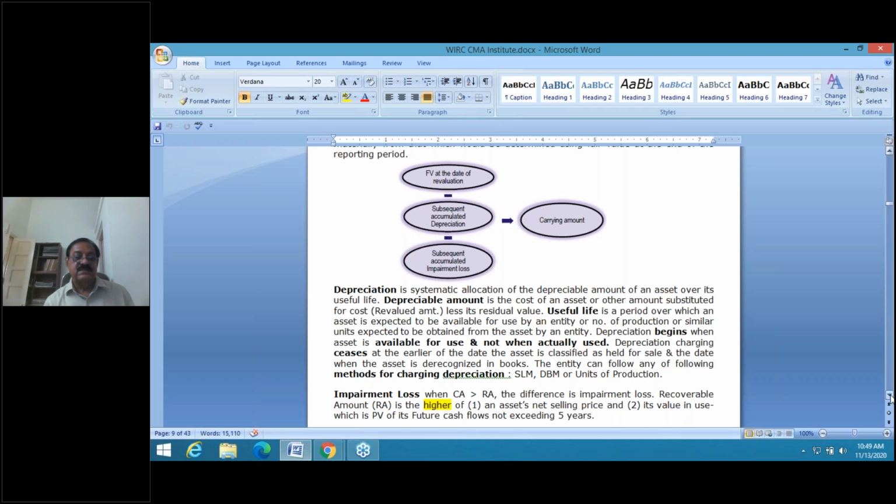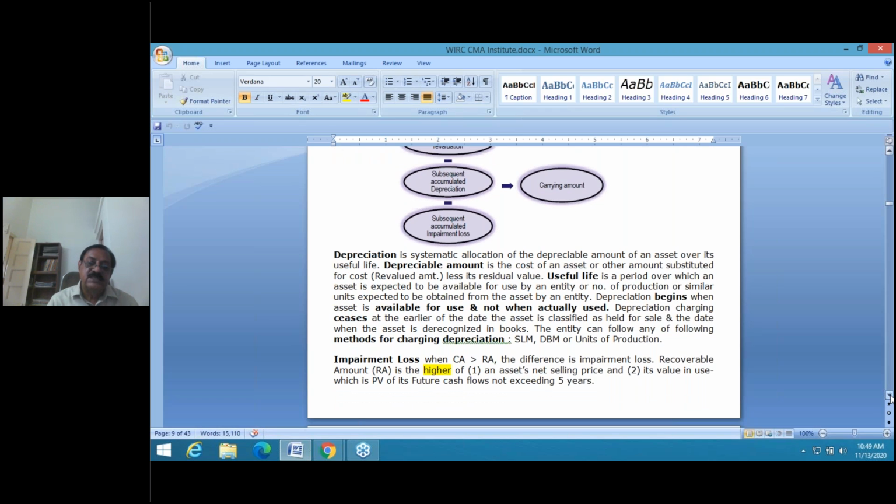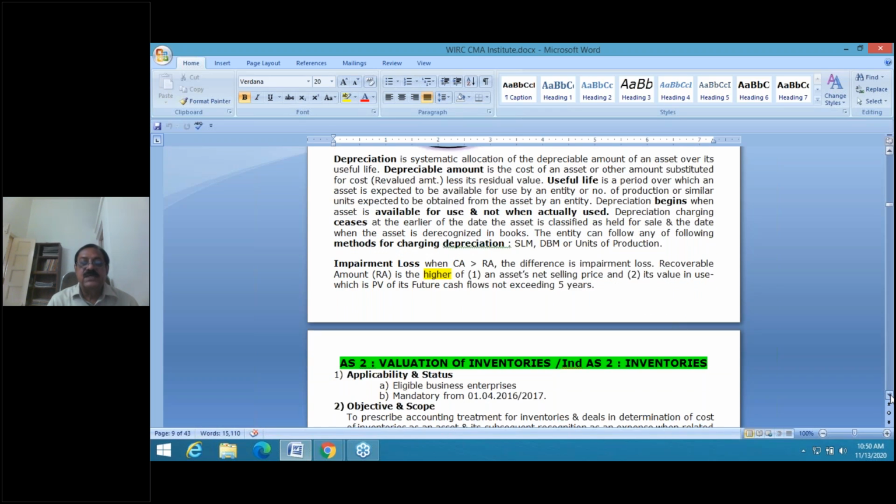Depreciation charging ceases at the earlier of the date the asset is classified as held for sale and the date when the asset is derecognized in the books. So up to what period will you continue depreciation? If the asset is classified as held for sale, which comes under Ind AS 105, or it is already derecognized in the books, depreciation stops. The entity can follow any of the following methods for charging depreciation. You know the methods: straight line method, diminishing balance method, and unit of production method.